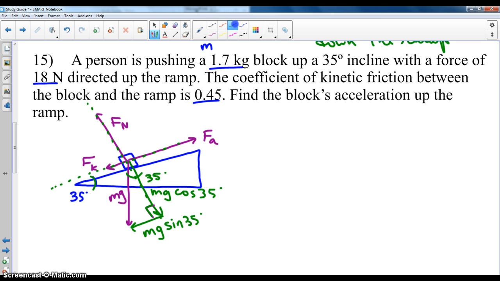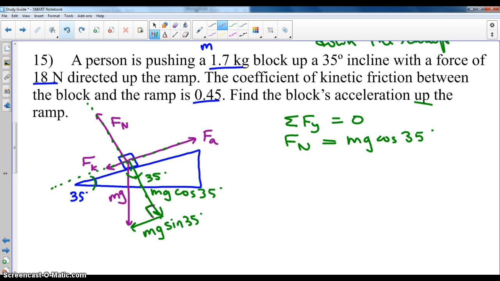The block doesn't accelerate off of the ramp. It's not levitating or floating off. It's also not accelerating into the ramp. It doesn't crush the ramp. It just accelerates up. That means the total y force is 0, and the normal force equals or balances mg cosine 35, this tilted y down force.